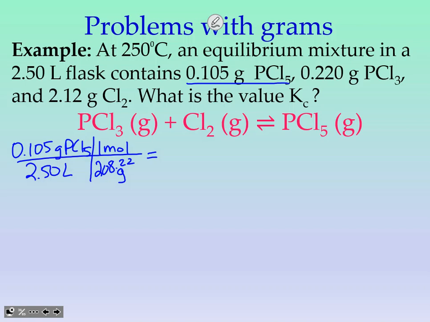And I'm getting 2.02 times 10 to the minus 4 M PCl5. Is that what you mean by small? Here we go, this one.